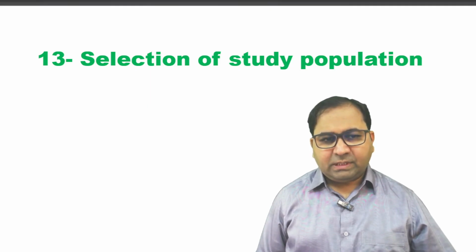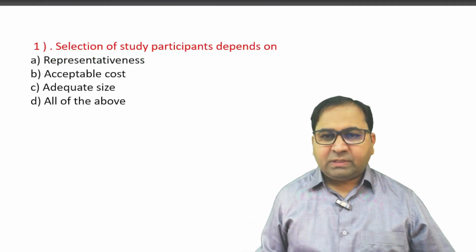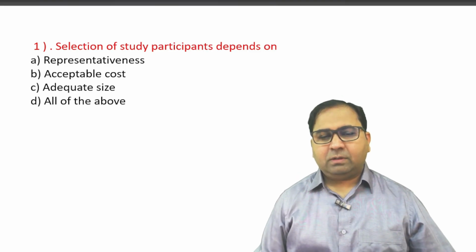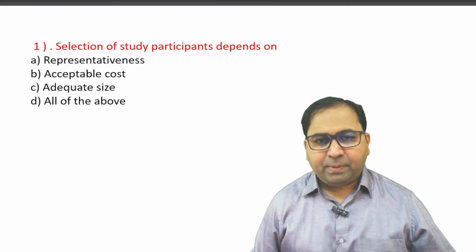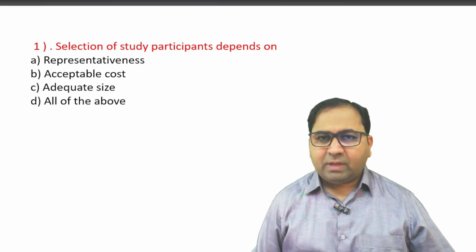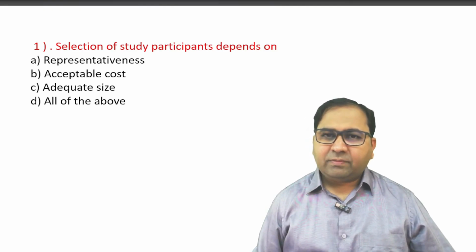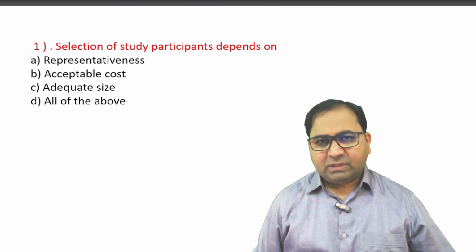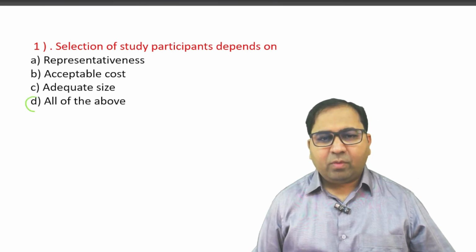To start with the first question, selection of study participant depends on, the options are A, representativeness, B, acceptable cost, C is adequate size, or D, all of the above. So what is the answer for this question? The answer for this question is all of the above. Selection of the study participant depends on all of the above.